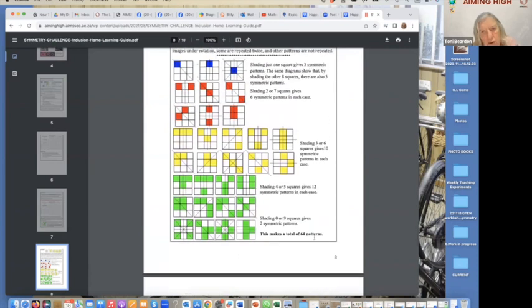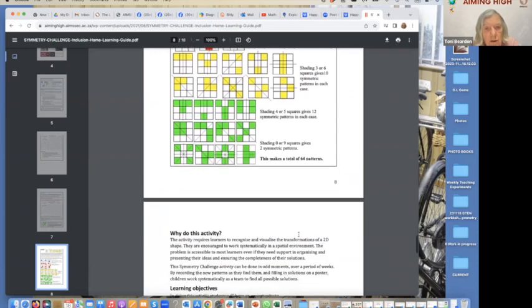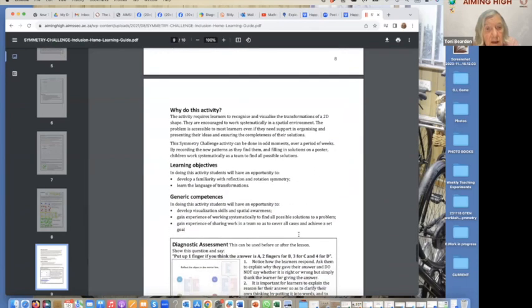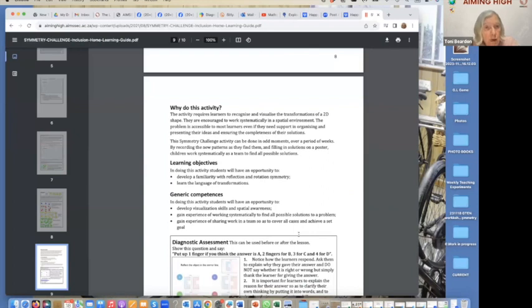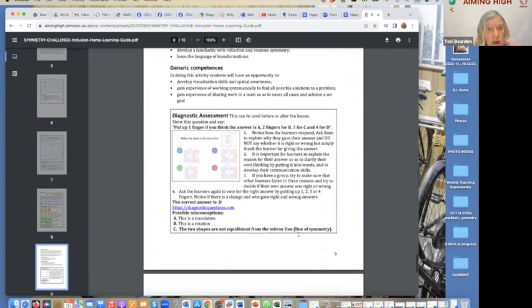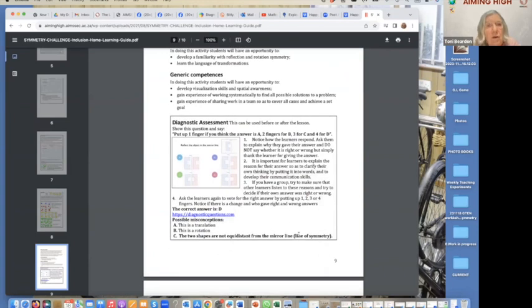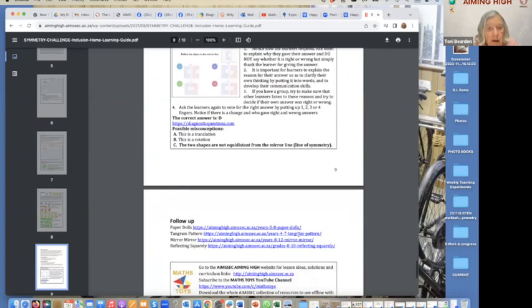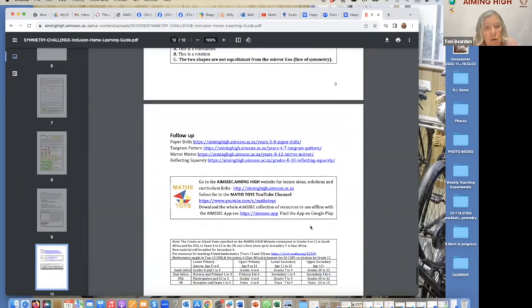This makes a total of 64 patterns, and you've got all the lines of reflection shown in those patterns, and if you examine them, you'll see they are all different. And why do this activity? This is typical of all the learning packs and the learning objectives. There's a diagnostic assessment which you can use at the end to see what the learners have actually learnt from the experience, and then there's some more follow-up exercises there.